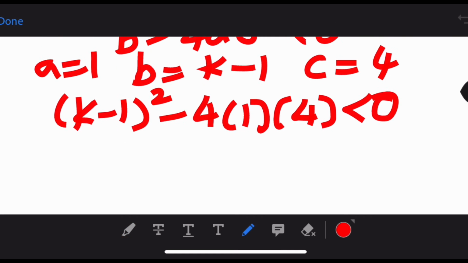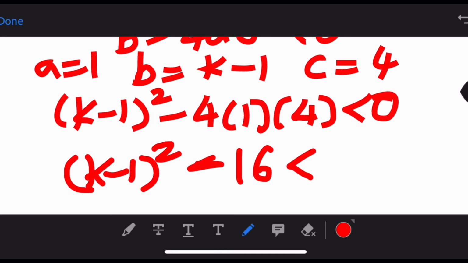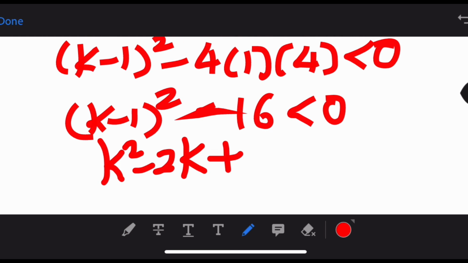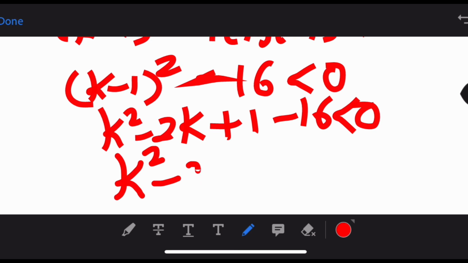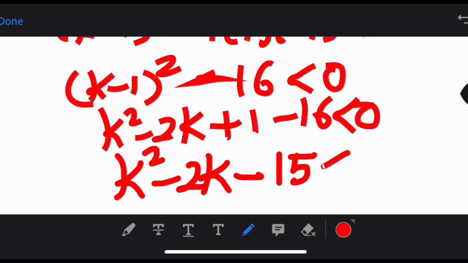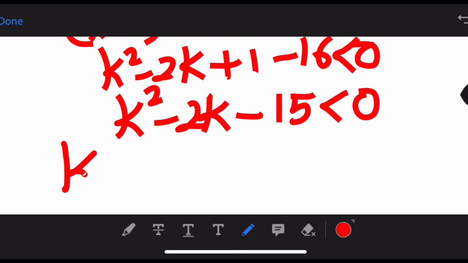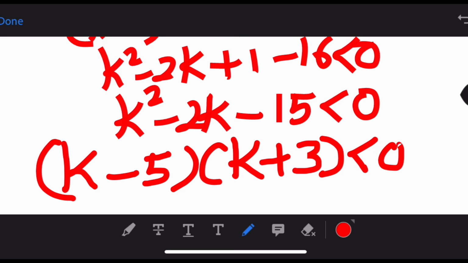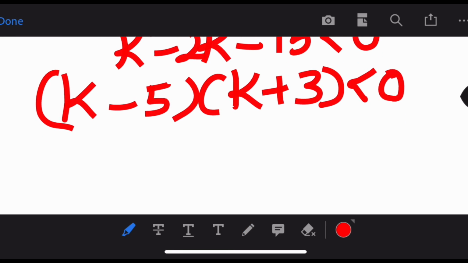So we will expand, or we can do it like this. (k minus 1) squared minus 16 less than 0, right? Then we will factorize, minus minus will be plus, and then we use the factorization. Okay, looks like k is minus 3 and plus 5, right? So we will use a sketching method, or a graph method.